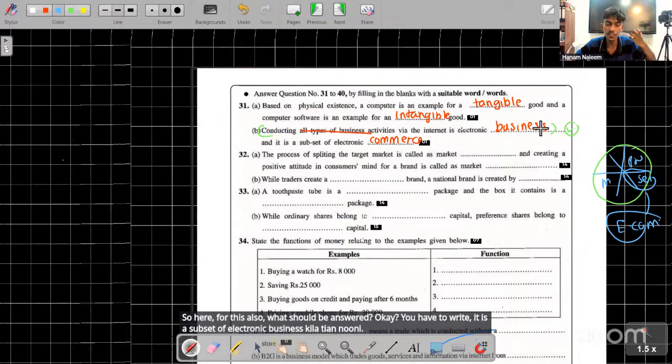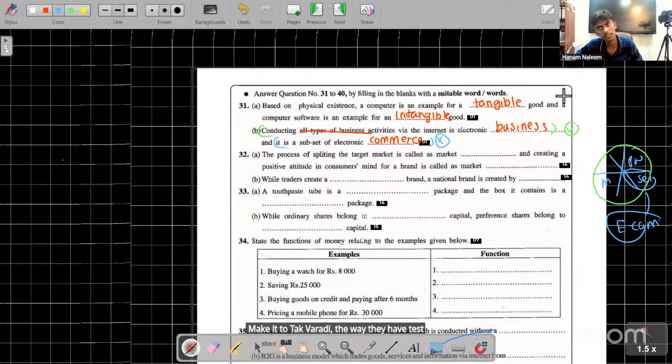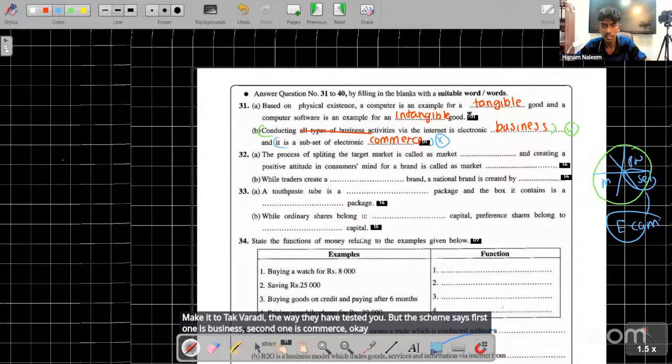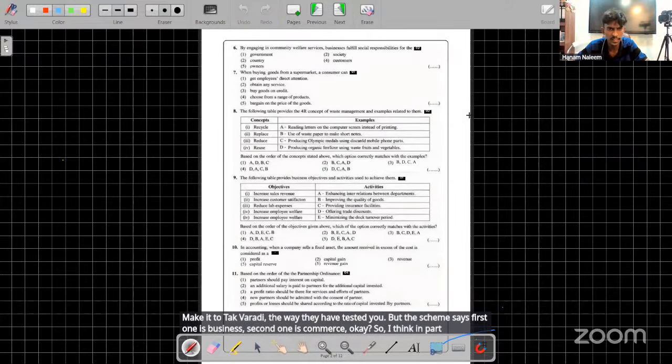Abhay, we wrote business in the first blank, so we are not writing the same one here. So this second phrase is wrong. The way they have tested you is a bit wrong. But the scheme says the first one is business, the second one is commerce. Okay. So I think in part one we missed a question.